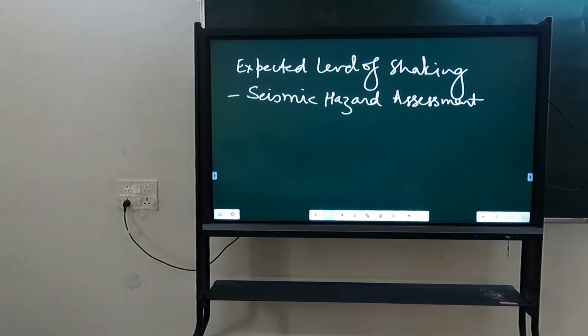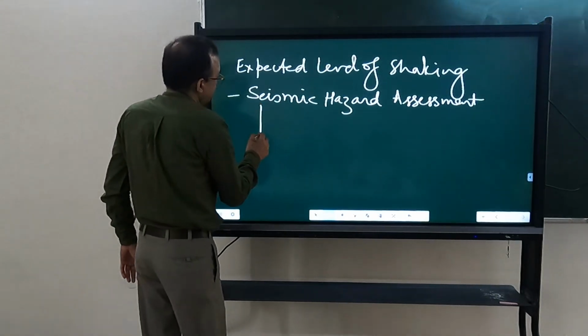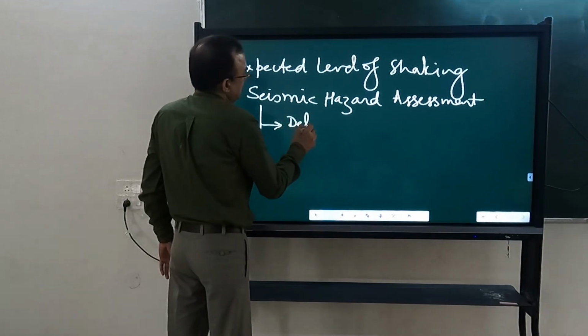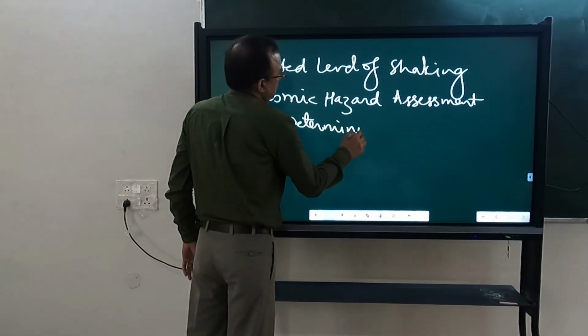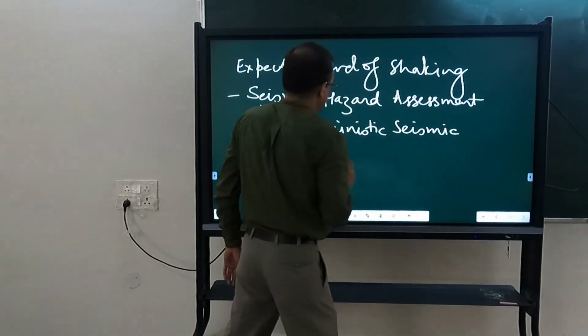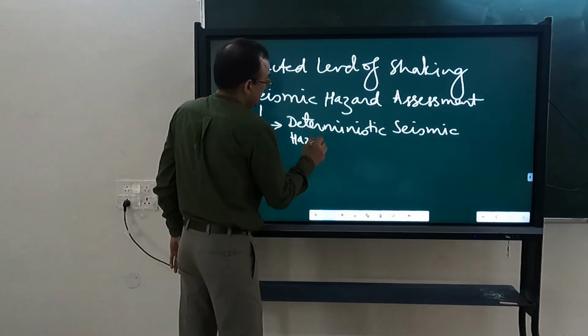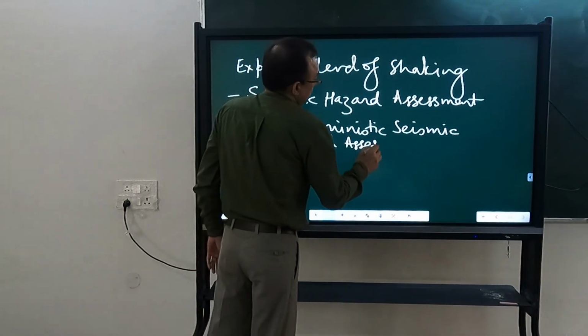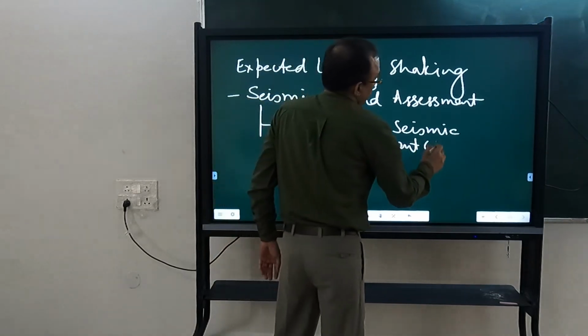There is a course also on seismic hazard assessment. I don't know if any of you are doing that. There is a full course on seismic hazard assessment. I can't cover that much, but I will give you some idea of how seismic hazard assessment is done. There are two methods of seismic hazard assessment. One is what we call deterministic. In short, we call it DSH.